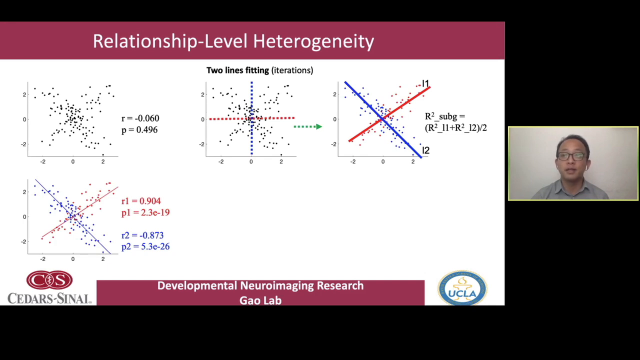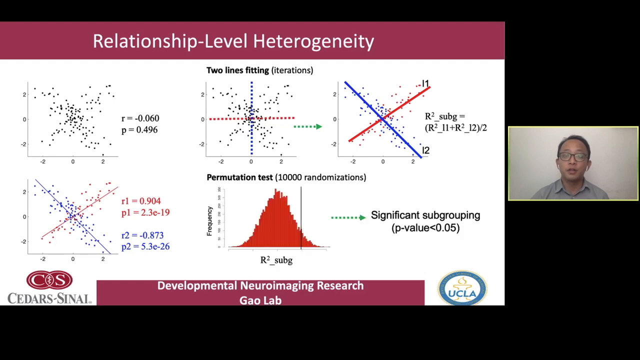Confounded variables were included in the regression. Then, these steps will be repeated a certain number of times. With this iteration process, the 2 lines will converge, which defines the final subgrouping structure. The mean R-square from the 2 regression lines was used as the subgrouping performance.